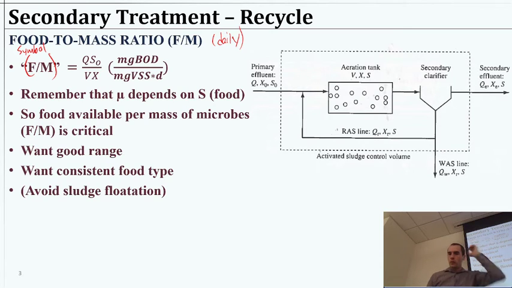Okay, so considering that, and considering the fact that we know that our growth rate constant, mu, depends on how much food we have, that kind of tells us why this is important. If we have a lot of food compared to the amount of mass we have, then they should be growing faster, right? So that's kind of the concept here. The mu is dependent on S, so the S is really important in relation to our X, the VSS.